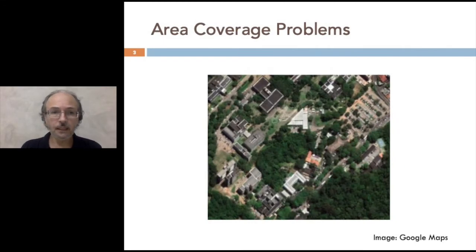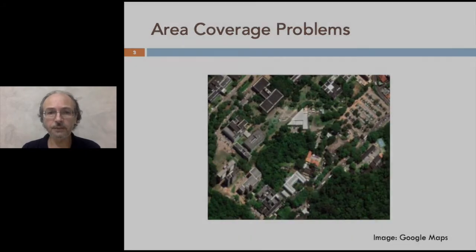But how do these problems look like? What are these area coverage problems? Let's suppose that we have an area of interest, and I'm showing here in this slide a picture of our campus in Salvador. And let's suppose that we want to use UAVs to build a two-dimensional image or a three-dimensional image of the whole area, or for example, to use UAVs to monitor the area for some security purpose.